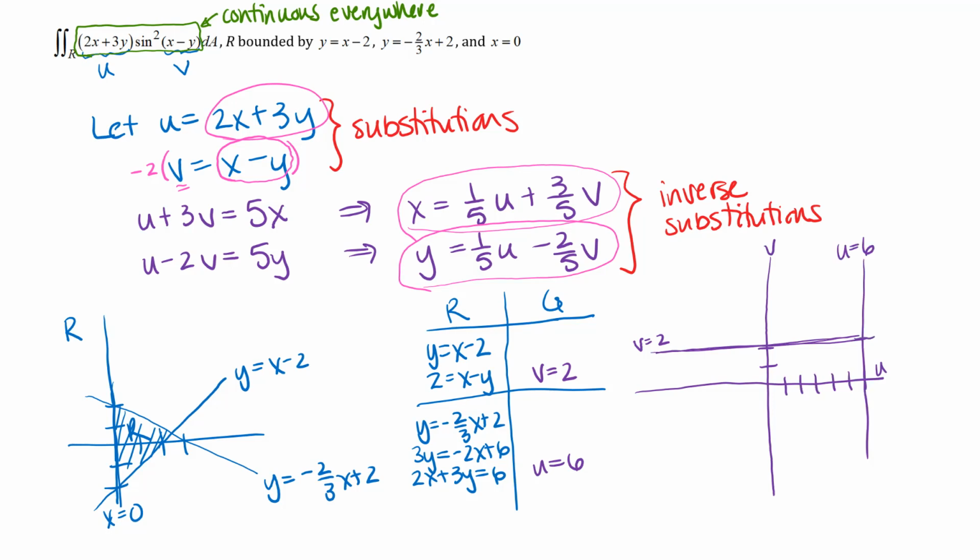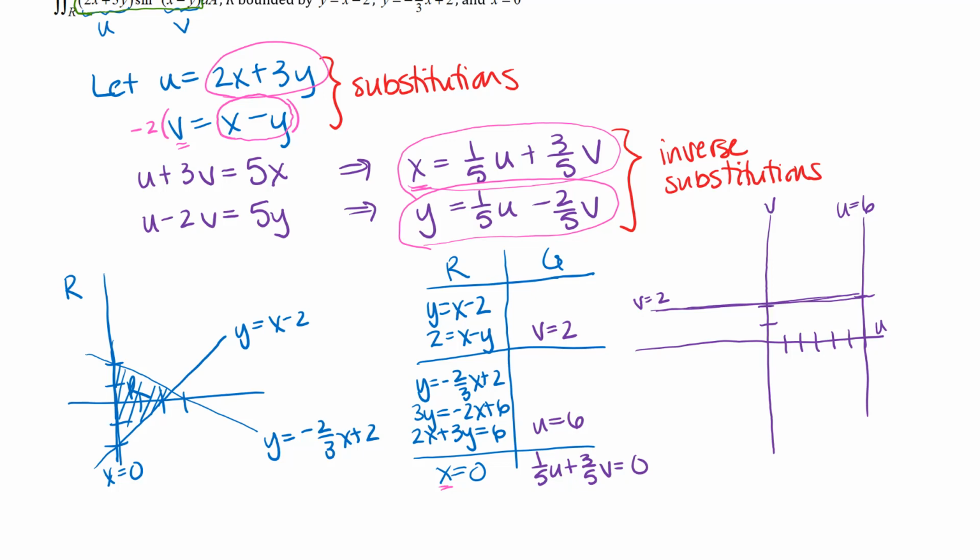Okay, for the last equation, x equals 0. I don't have those nice simplifications, so I'm just going to substitute in place of x what x is equal to from the inverse substitutions. So I'll get 1/5 u plus 3/5 v equals 0. And then since I want to graph that, which will be the graph of a line, it's maybe easier if I solve it for v. Okay, so the line v equals negative 1/3 u in the UV plane would be a line through the origin with slope negative 1/3.